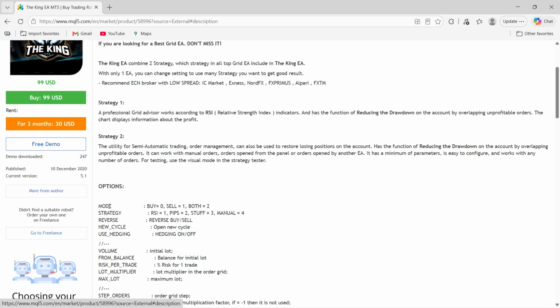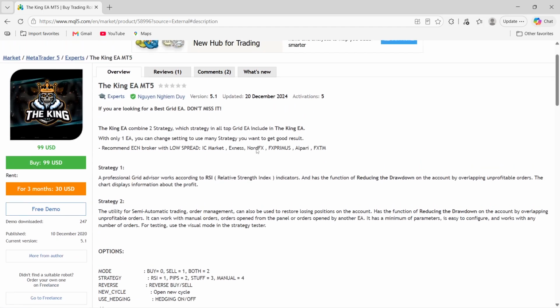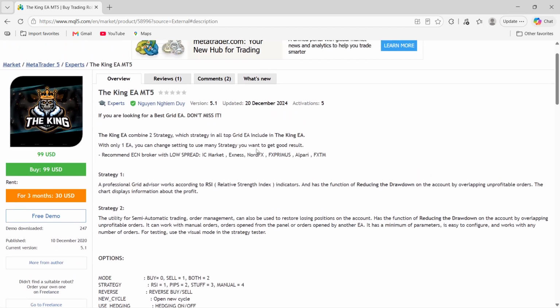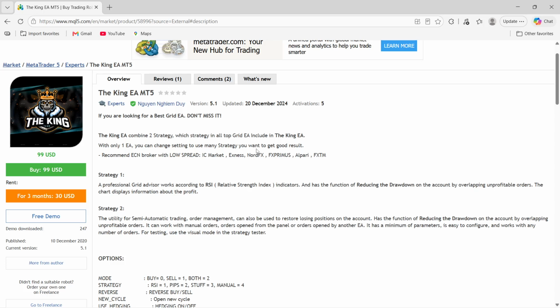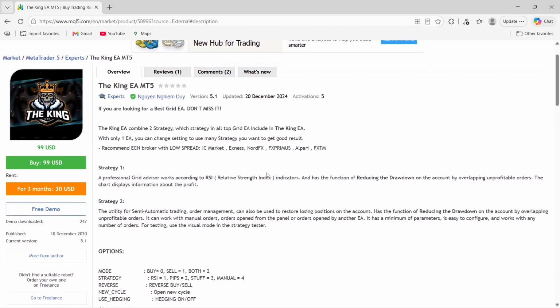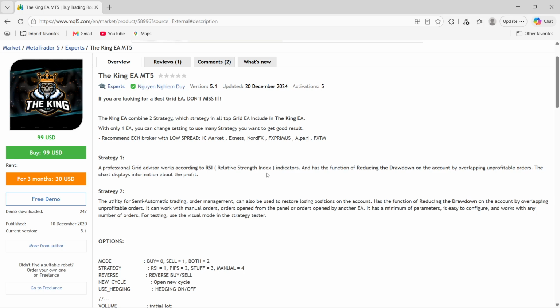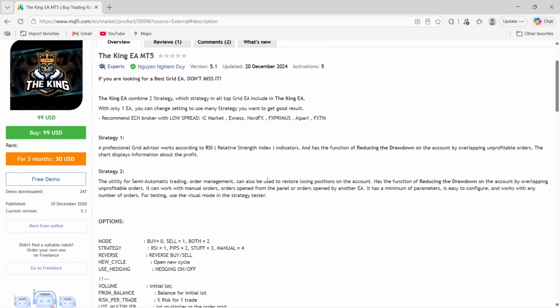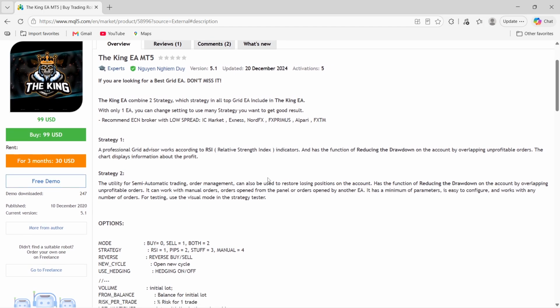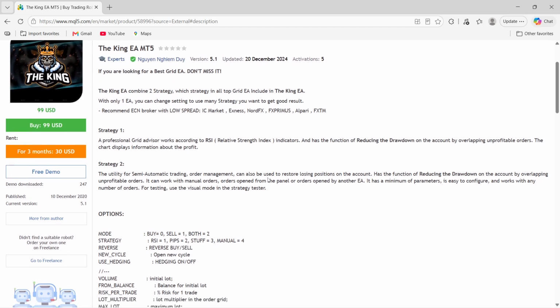Alright, so let's just expand this. According to the MQL5 page, the King EA uses a hedging approach combined with grid elements to manage trades. It opens positions in both directions or layers additional orders when price moves against the initial trade, aiming to average out and recover. This is a classic recovery strategy that tries to turn losing trades into winners by adding to positions at strategic levels.